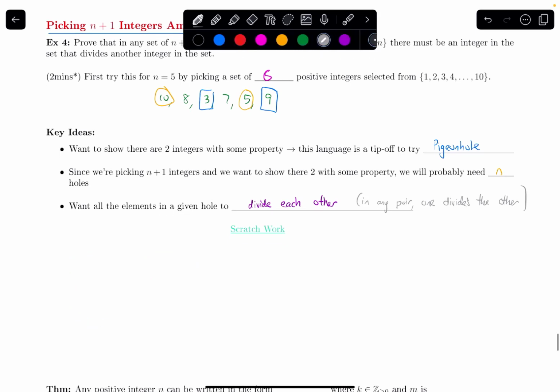Let's do some scratch work first. I would first want to play around with it in the case where n equals 5. So, I really want to think about what these holes are. I know the pigeons are these n+1 integers, but what are the holes?